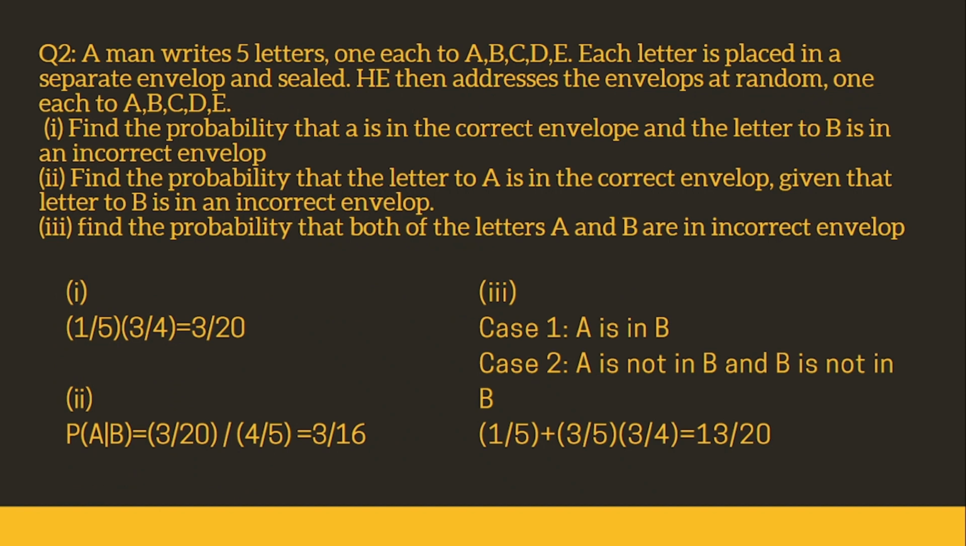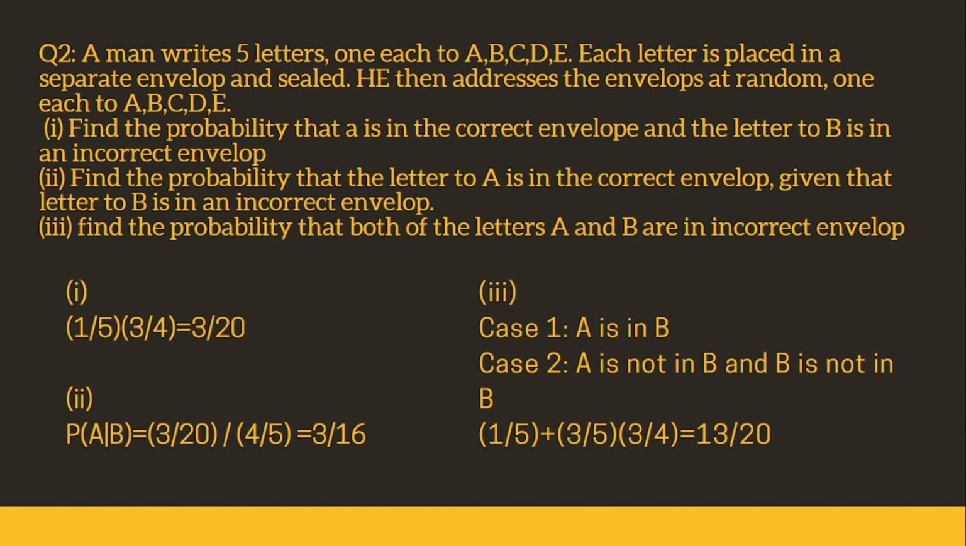Then the second question is that a man writes 5 letters, one each to A, B, C, D, E. Each letter is placed in a separate envelope and sealed. A addresses the envelope at random, one each to A, B, C, D. So part 1 is find the probability that the letter to A is in the correct envelope and the letter to B is in the incorrect envelope. Then find the probability that the letter to A is in the correct envelope given that B is in the incorrect envelope. Then for part 2, find the probability that both the letters A and B are in the incorrect envelope.